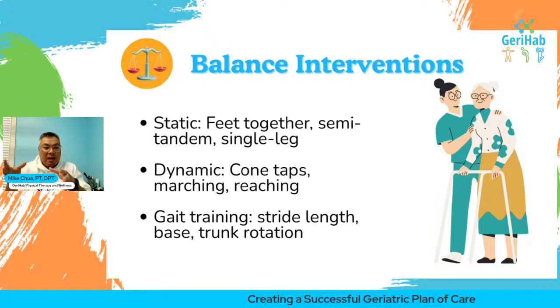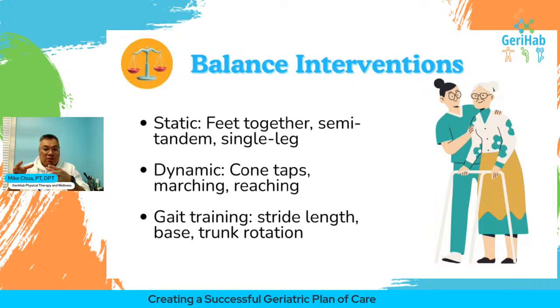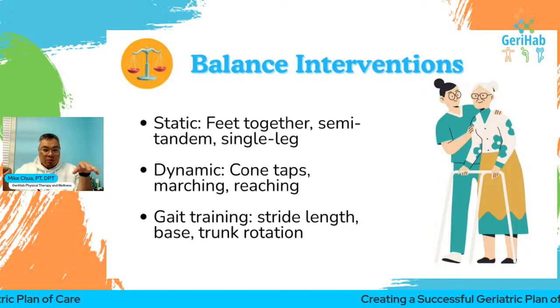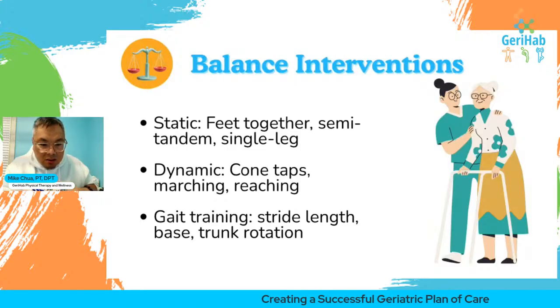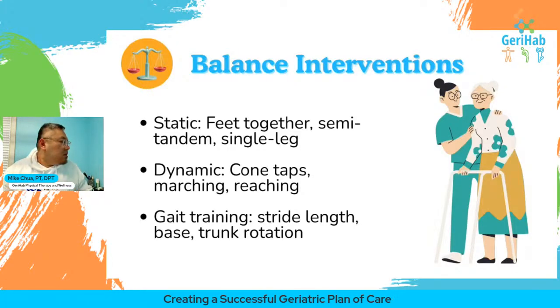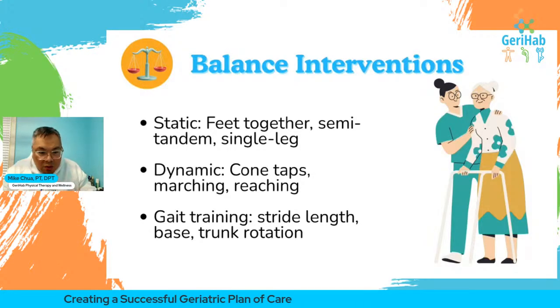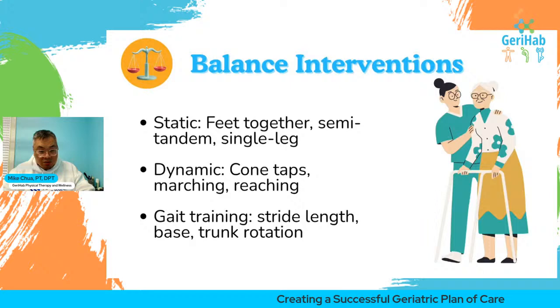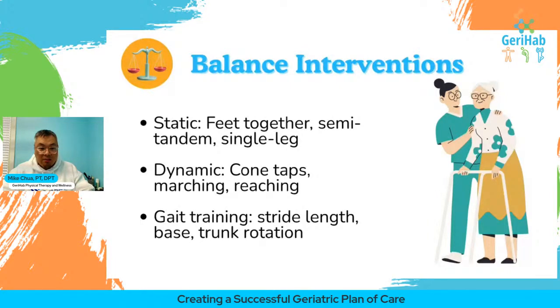You can do dynamic balance interventions: cone taps, marching, reaching, and of course, gait training, stride length, widening the base of support, and trunk rotation. Not just the trunk rotation, but also the head rotation. This is where your manual therapy skills come in too. All right. How can they improve their trunk rotation if you didn't address that in the pain management?